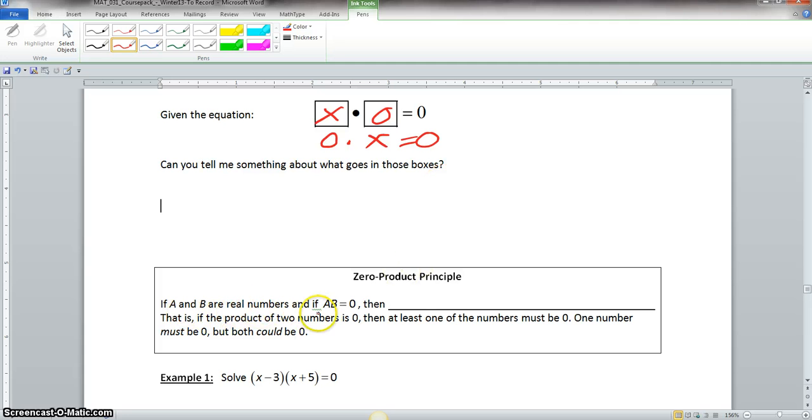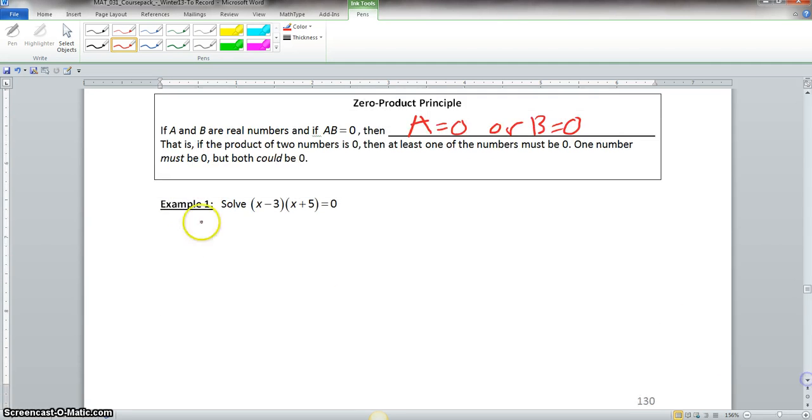If a and b are real numbers, and if ab equals 0, then a is equal to 0, or b is equal to 0. That is, if the product of two numbers is 0, then at least one of the numbers must be 0. One number must be 0, but both could be 0. So A and B could be 0.